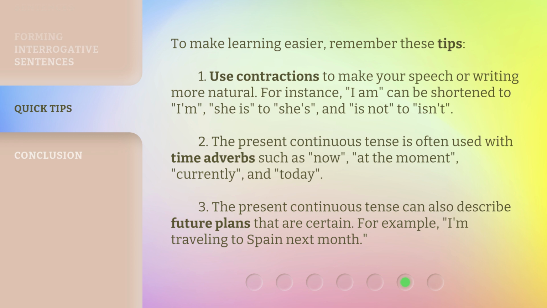2. The present continuous tense is often used with time adverbs such as now, at the moment, currently, and today. 3. The present continuous tense can also describe future plans that are certain. For example, I'm traveling to Spain next month.